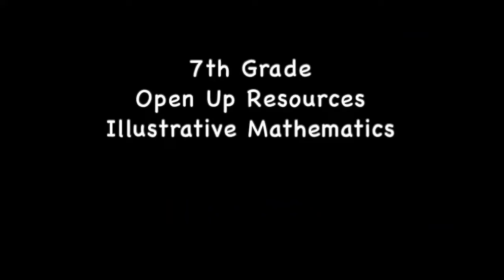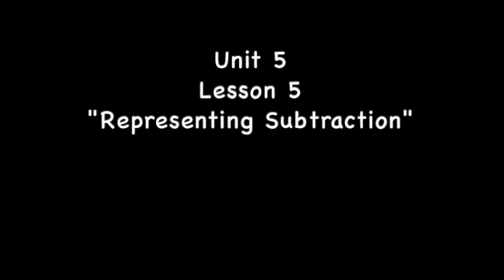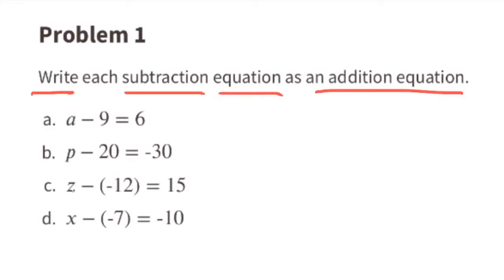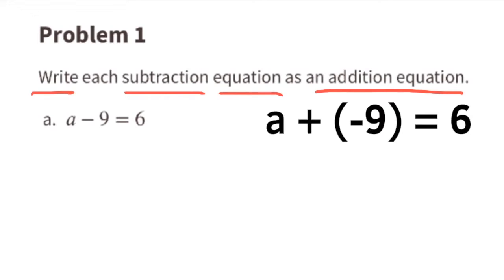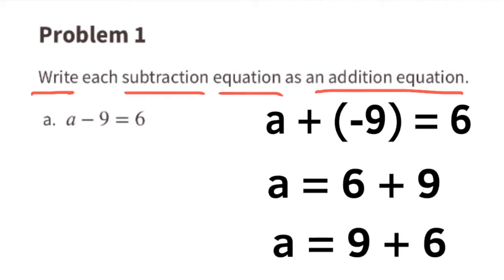Seventh grade Open Up Resources Illustrative Mathematics, Unit 5, Lesson 5, Representing Subtraction. Problem number 1. Write each subtraction equation as an addition equation. A. A minus 9 equals 6. We can rewrite that as A plus negative 9 equals 6. A equals 6 plus 9, or A equals 9 plus 6.